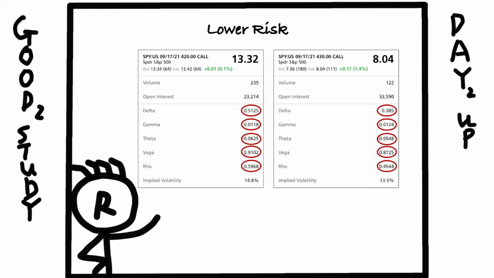These two screenshots are from my brokerage. They show the Greeks of the two option contracts in our bull call spread example. We can see that if I long the contract on the left and short the contract on the right, most of the risk, or the Greeks, are neutralized, only with a little bit of delta exposure left. That's what I mean by lower risk. If you want to learn more about Greeks and option pricing, please check out our videos on option pricing.